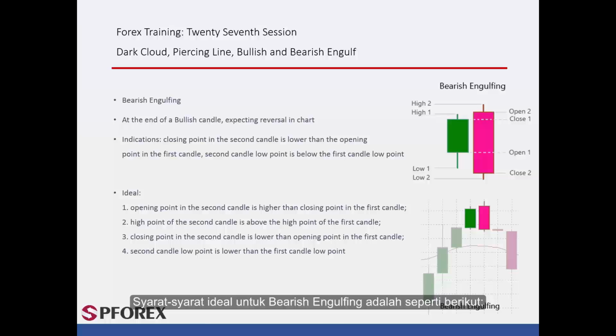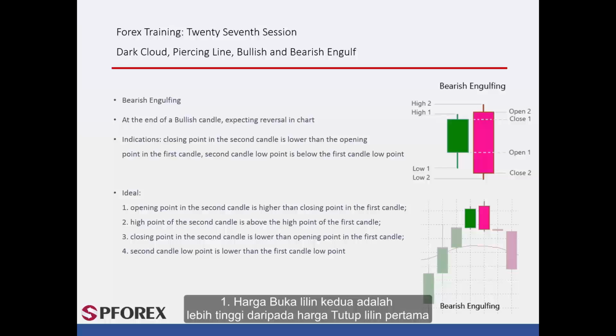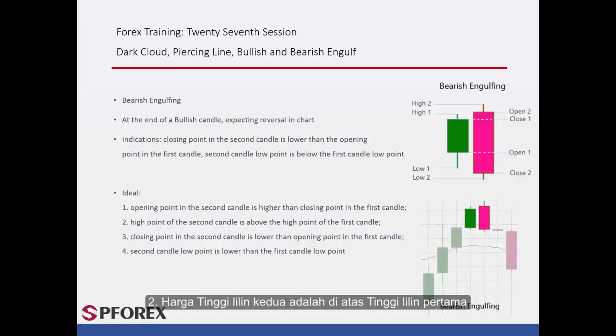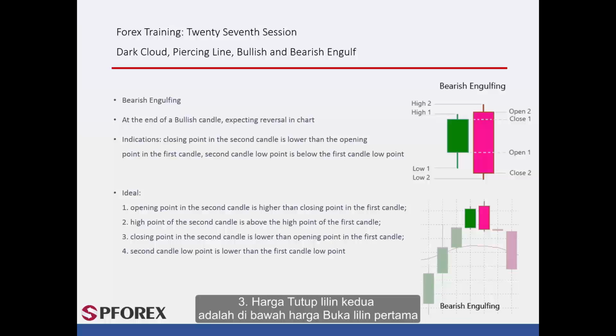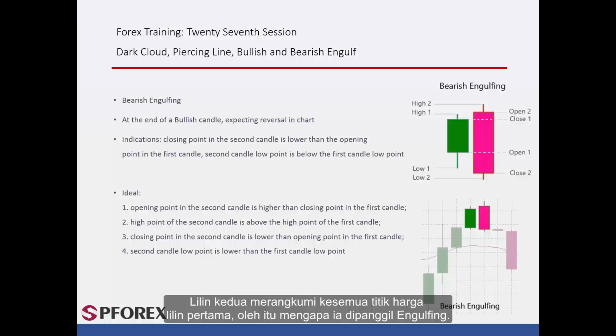The ideal conditions for bearish engulfing are as follows. 1. Open price of the second candle is higher than the close price of the first candle. 2. High price of the second candle is above the high of the first candle. 3. Close price of the second candle is below the open price of the first candle. And 4. Low price of the second candle is lower than the low of the first candle. The second candle covers all price points of the first candle, hence why it is called engulfing.